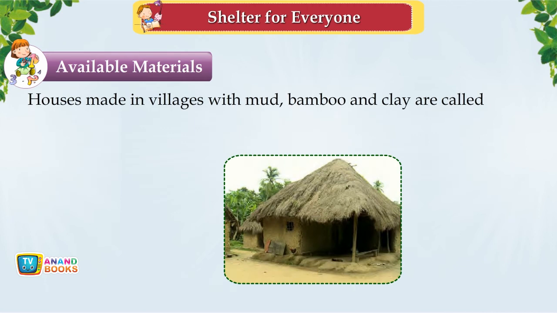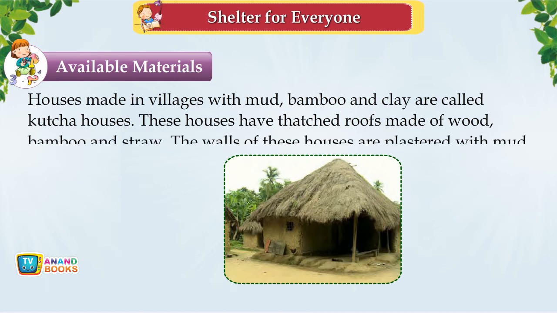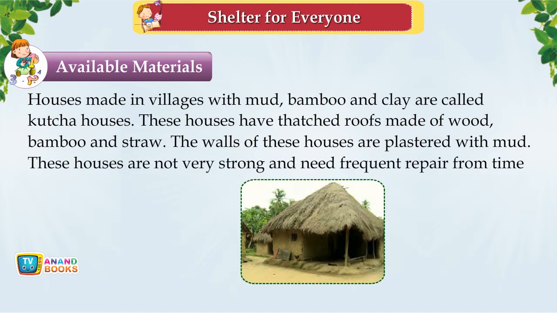Houses made in villages with mud, bamboo, and clay are called kacha houses. These houses have thatched roofs made of wood, bamboo, and straw. The walls of these houses are plastered with mud. These houses are not very strong and need frequent repair from time to time.